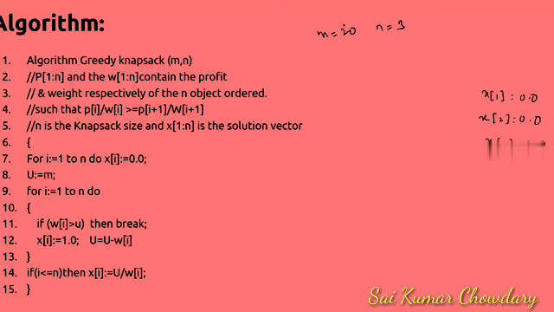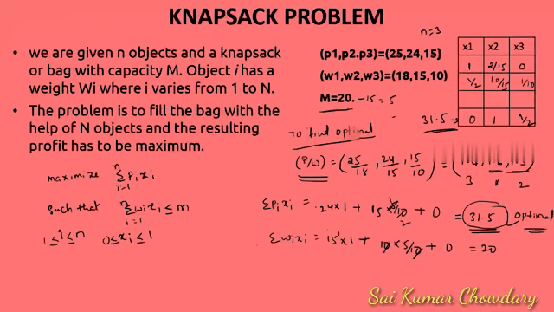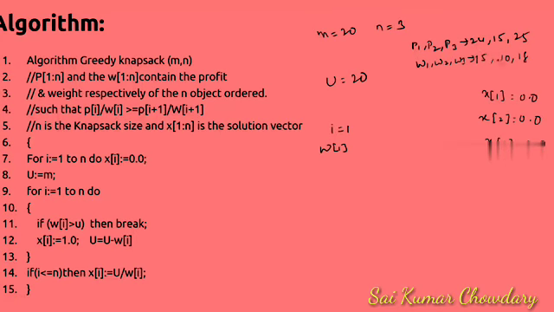And now u equals m. So u equals m, that is capacity, that is 20. So w of, for i equals 1, I will take here w of 1. What is w of 1? Weight of the first object I need to consider in our example. Anyway, I'll write first here to avoid confusion. So p1, p2, p3, w1, w2, w3. Like this we need to write. So now w of 1, that is 15. Is 15 greater than 20? No. So it didn't go for break, and it comes to here, x of i is equal to 1.0. That means x of 1 equals, instead of 0.0, 1.0.